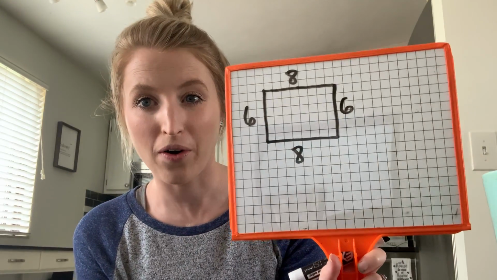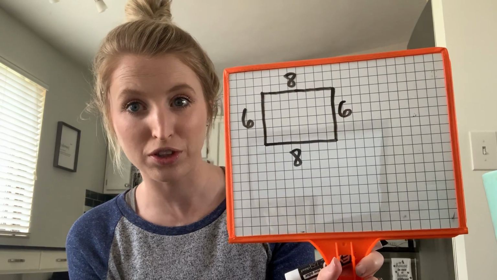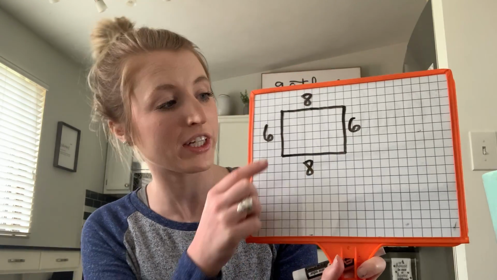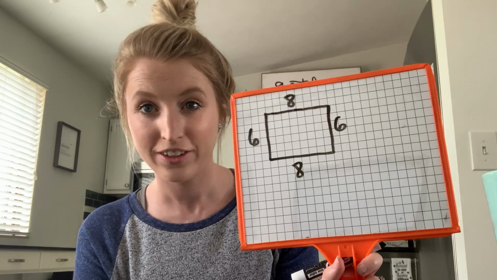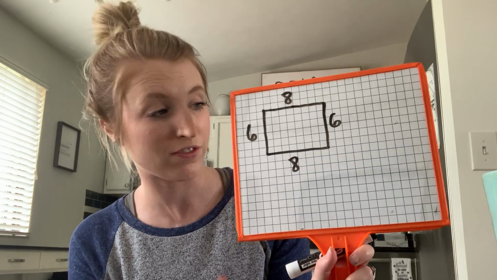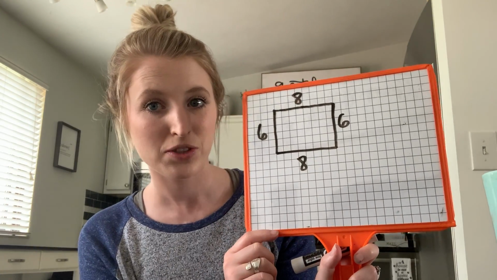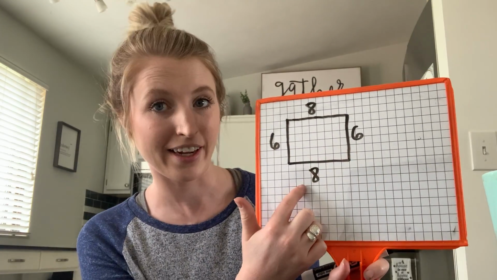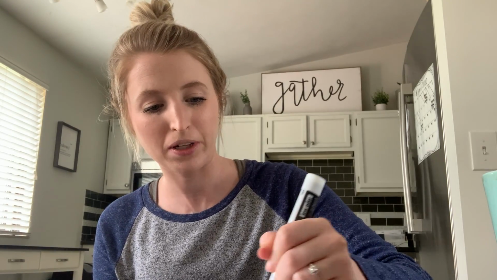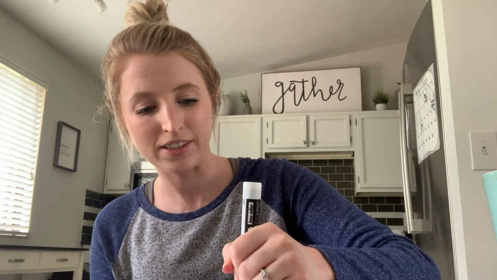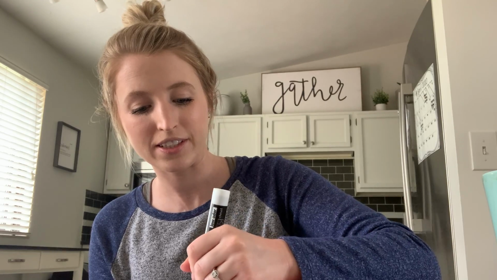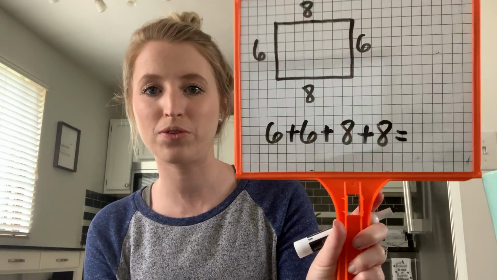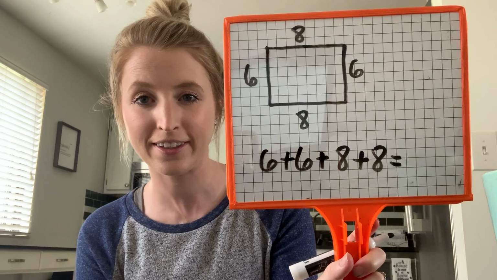So make sure you know all 4 sides before you try to add, okay? If you only add 6 plus 8, you're not finding the whole perimeter. You have to add all 4 sides. So we're going to add 6 plus 6 and 8 plus 8. So I'm going to write that on my board. 6 plus 6 plus 8 plus 8. So make sure you have this written down on your paper.